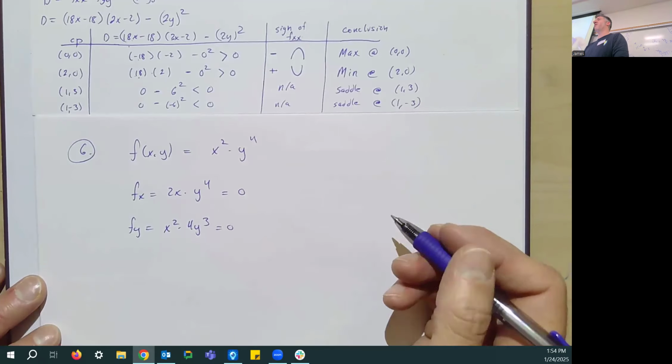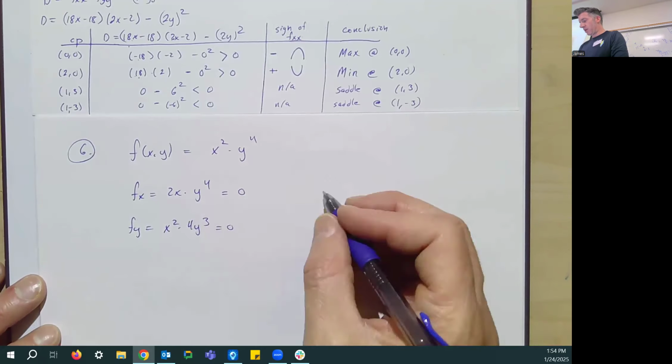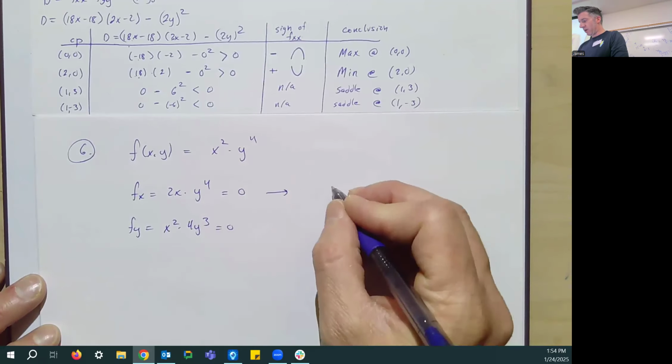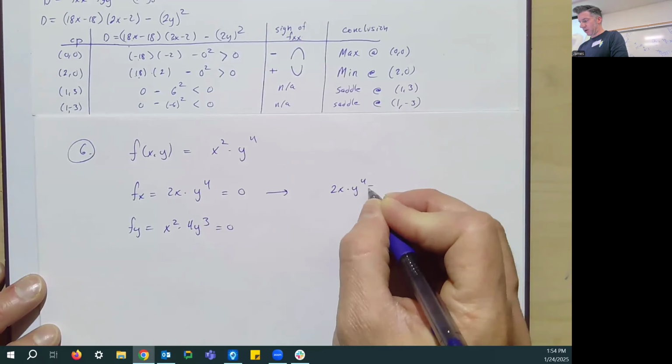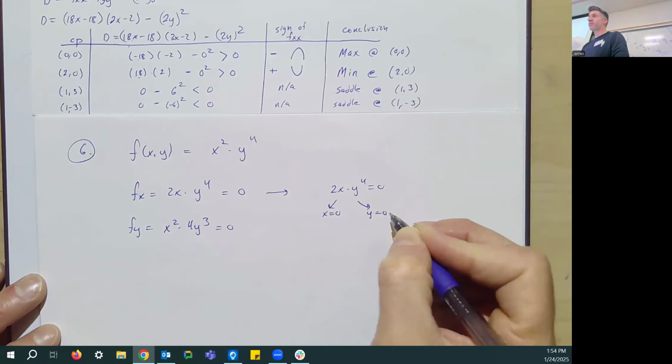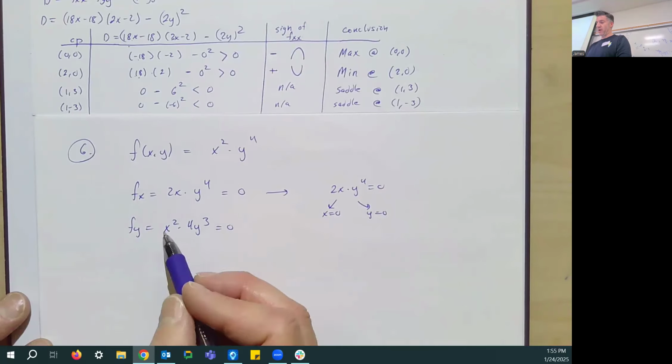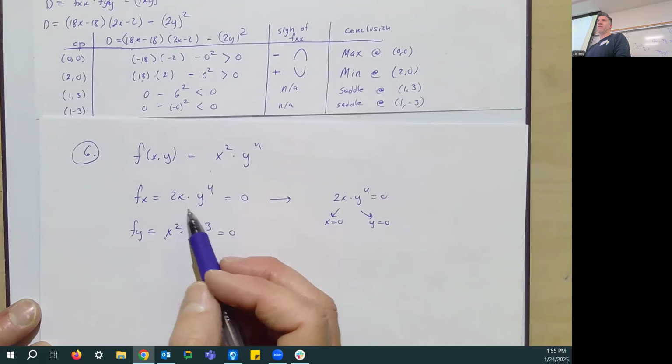So we have a lot of critical points here. Let me show you what I mean. So in this first equation, if 2x times y to the 4th is equal to 0, you're either going to get x equal to 0 or y equal to 0. And certainly (0, 0) is a critical point in this problem, because you plug in 0 for x here and 0 for y, right? 0 for both of them is 0.